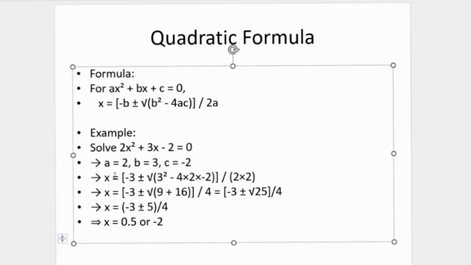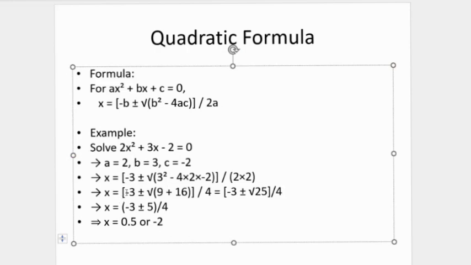And so you just plug it in the formula. So minus b, the formula is minus b, right? So you write the minus and then write whatever your b is. So our b is 3. So minus 3 plus or minus square root of b squared, which is 3 squared, minus 4ac. So a is 2, c is minus 2, then all over 2a.